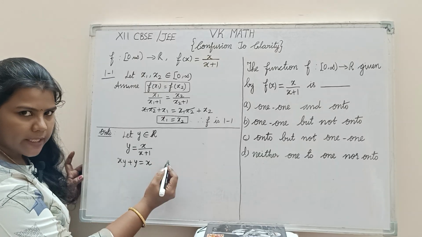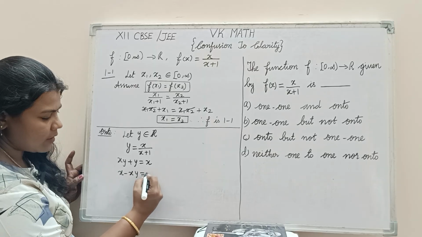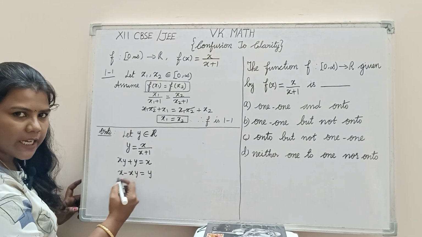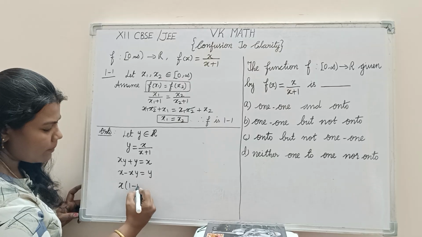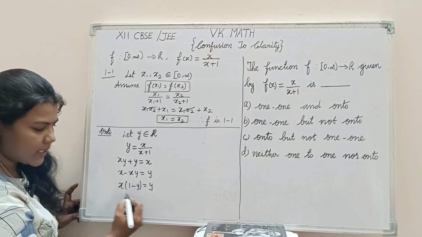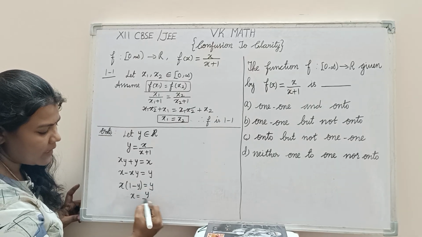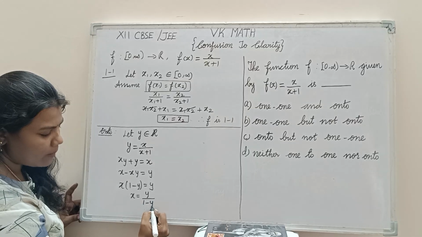Now I collect the x terms on one side. So I take this to the right side, and I will get x minus xy is equal to y. From this we take x outside. You will get x times 1 minus y, that is equal to y. I said I need the value of x, so we keep x here and we take this 1 minus y to the other side. We will get x equals y divided by 1 minus y.